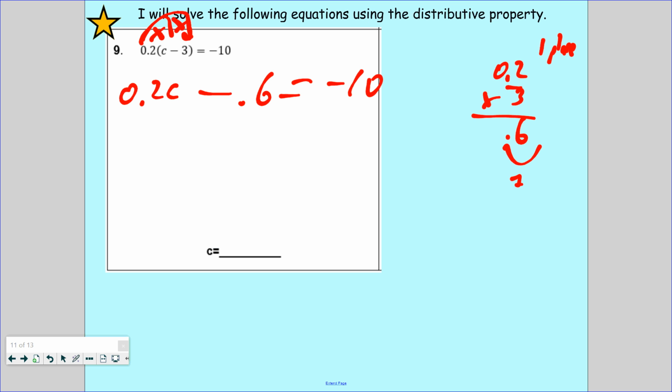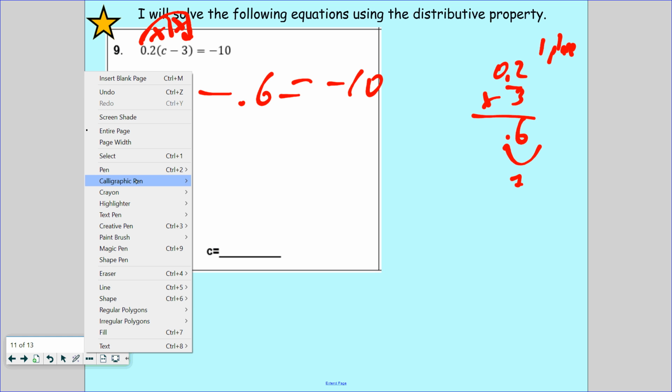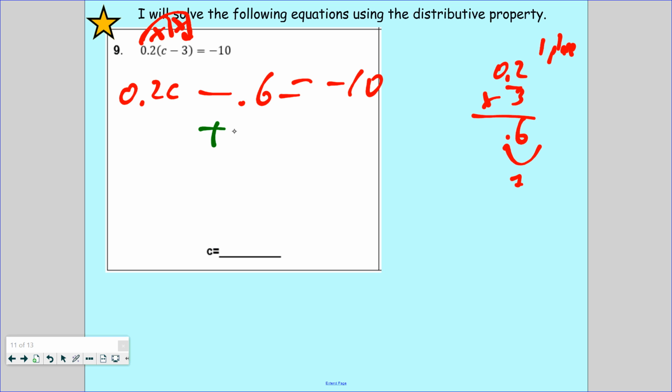Again, I need to isolate c. What is the inverse operation of minus 6/10? It is plus 6/10, plus 6/10. This cancels. So you have -10 plus 6/10. Do I have more negative or more positive? I have more negative. If I have more negative, how many more negatives do I have?